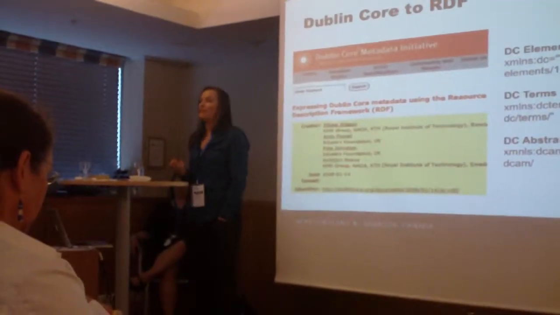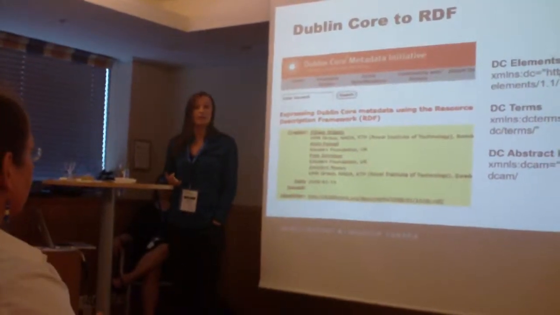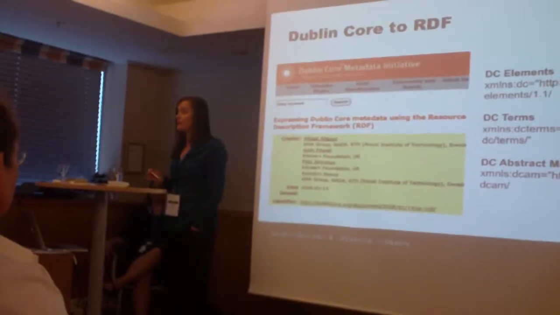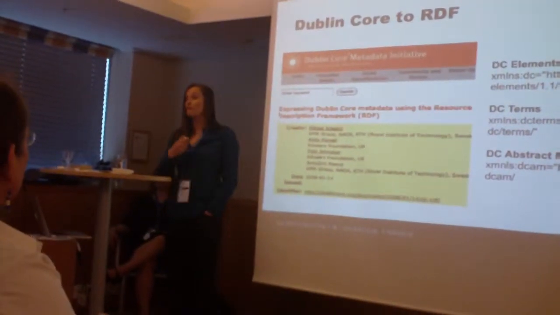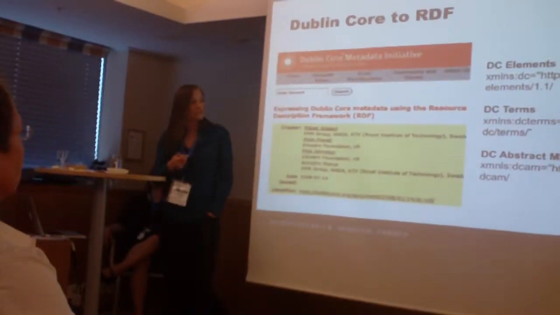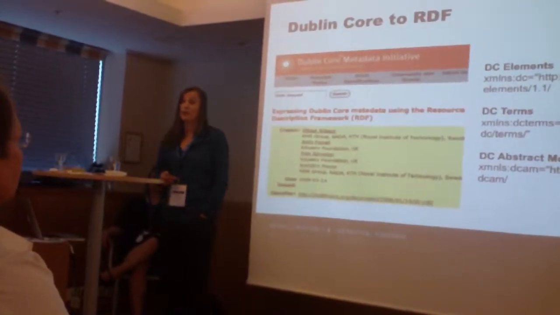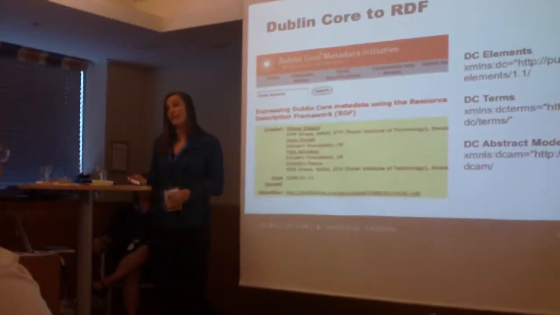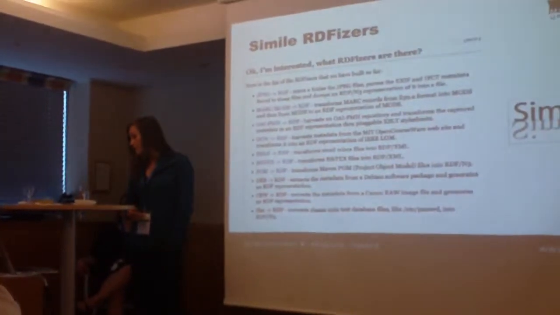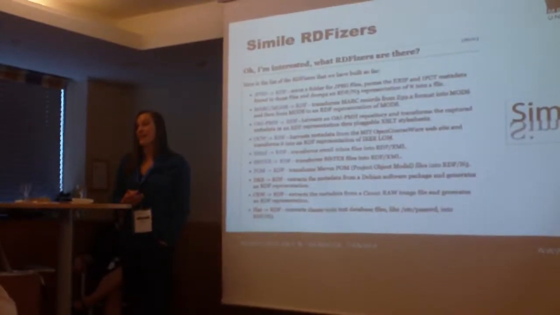Dublin Core, well, we have a big advantage here because Dublin Core is one of the vocabularies that is already used very heavily on the semantic web. And when you look at namespace declarations in RDF documents, you often see the DC elements and the DC terms and increasingly the DC abstract model as well. So it's nice that libraries often already have a lot of Dublin Core data, and that's easy to port to RDF.